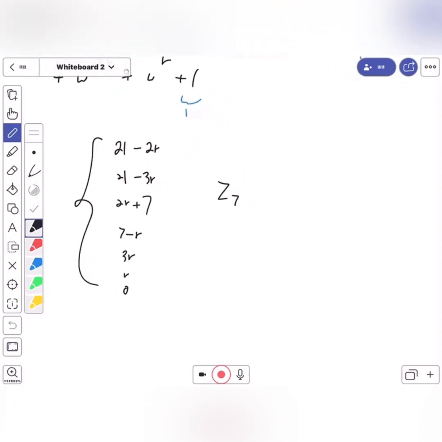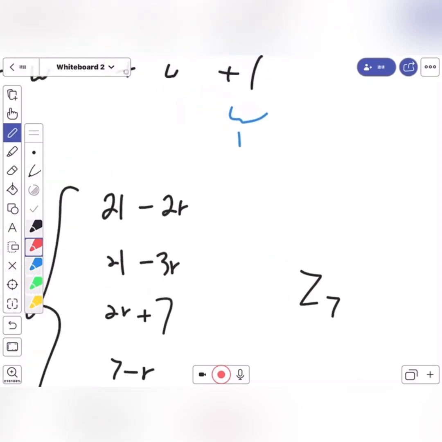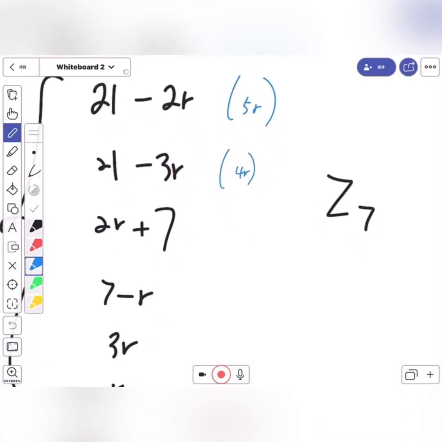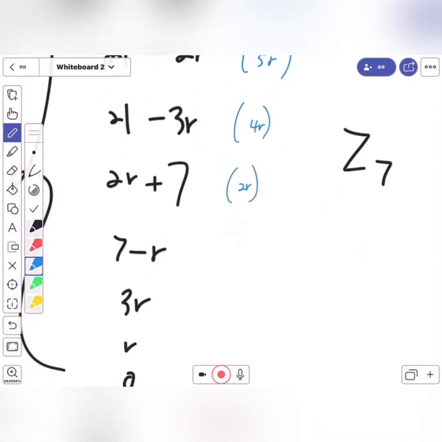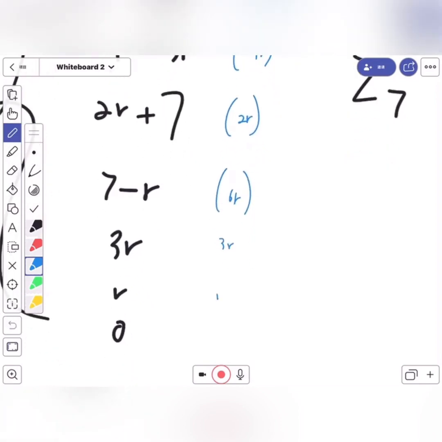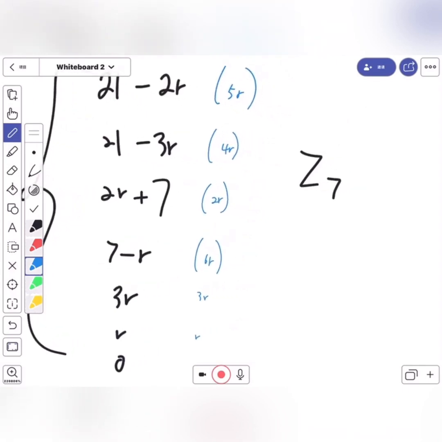So now let's reduce this a little bit. We know that a multiple of 7 plus something mod 7 is just equal to the something mod 7, so we can just ignore this. So negative 2r is 5r. And negative 3r is just going to be 4r. And 2r plus 7 is just 2r. 7 minus r is 6r. 3r and r. So notice we have 1r, 2r, 3r, 4r, 5r, and 6r.